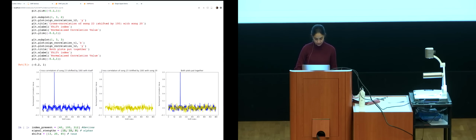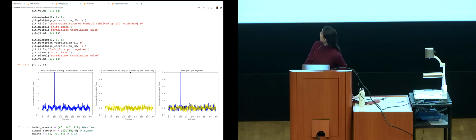So we see that we have very low correlation for all of the shifts except shift 100. And what we're looking at here is a normalized correlation, because we're dividing by the length of the vector. If we weren't dividing by the length of the vector, the cross correlation we would get would be 400, because we would get 1 plus 1 plus 1 plus 1, 400 times. So we're getting 1 here because this is being divided by 400.